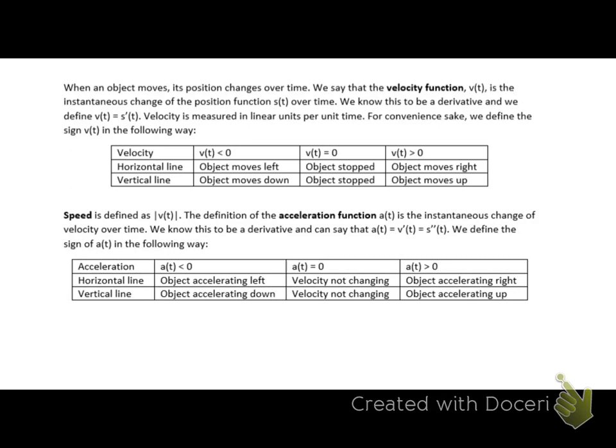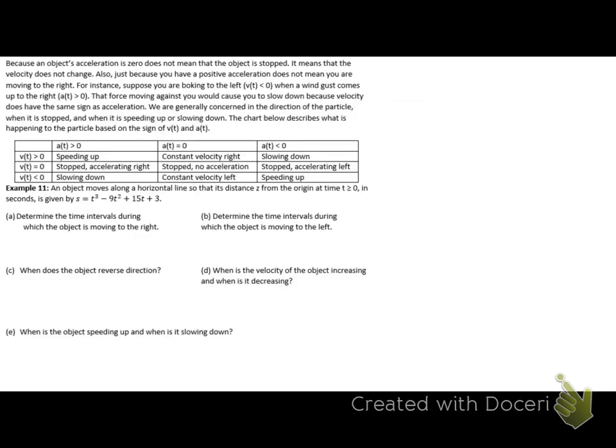Then we have acceleration. Now the derivative of velocity is acceleration. So acceleration tells you which direction it's accelerating in. It also tells you the rate of change of the velocity because it's the derivative, and so it's the slope of the tangent line of velocity. And when we put those two things together, we find the speed, whether it's speeding up, slowing down, or just stopped.